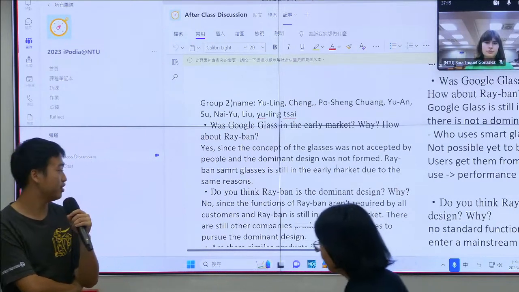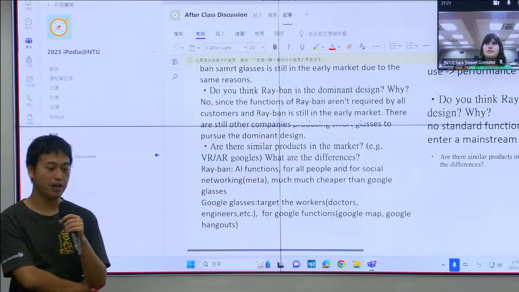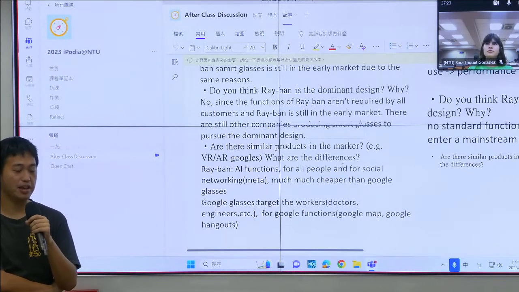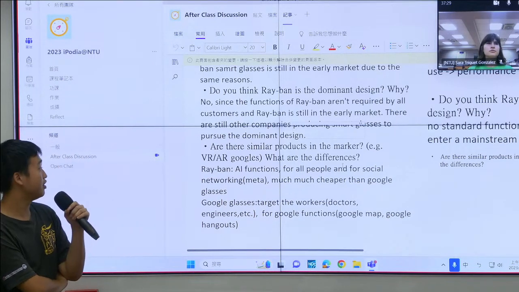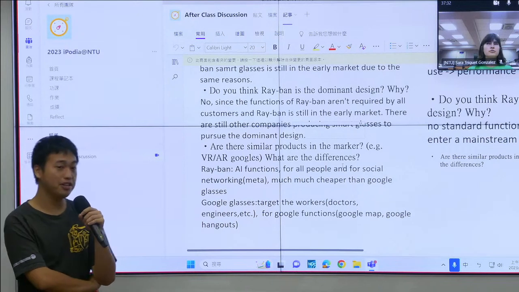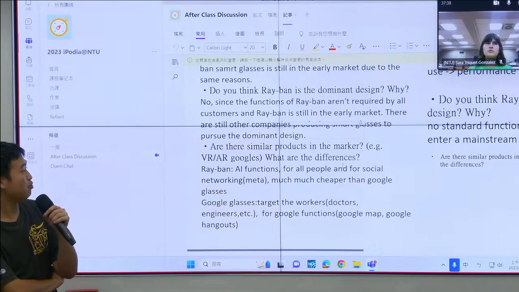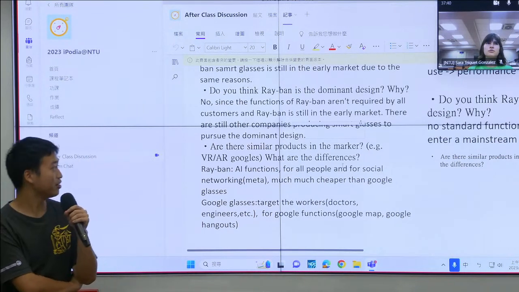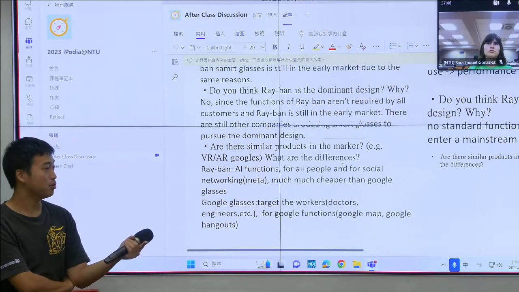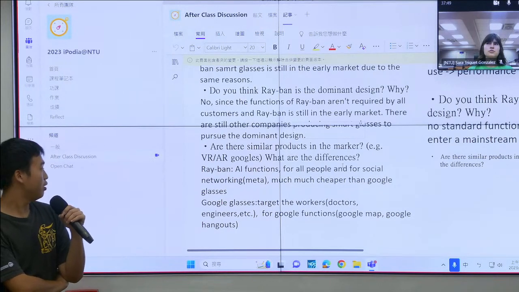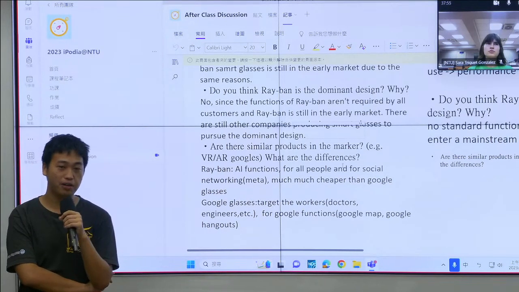No, we don't believe that it is the dominant design because the functions are still altering between the companies, and customers are still seeking better functions that they want in the design. They are still in the early market, and there are no dominant designs appearing in the early market. So Ray-Ban and Google Glass are not a dominant design. And are there similar products in the market? Well, the difference between Ray-Ban and Google Glass is that the target audiences are different.